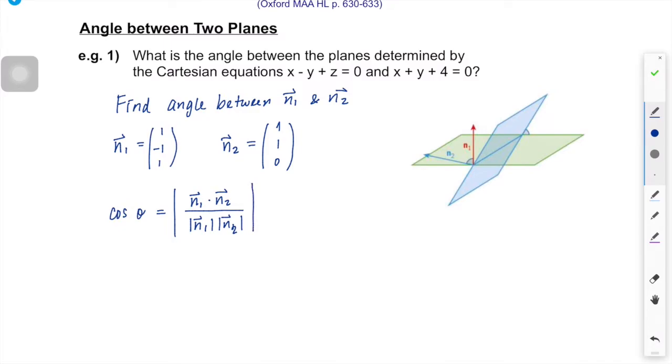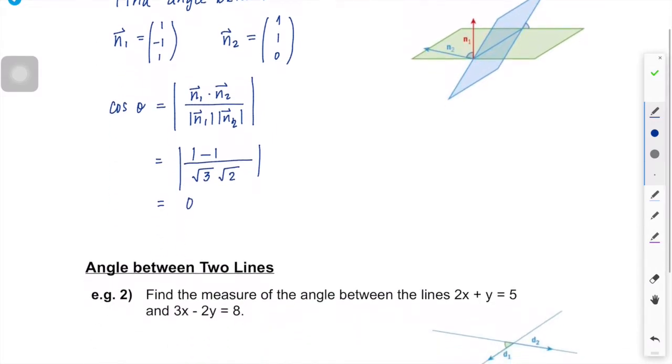You may want to put the absolute sign here just to make sure we're talking about the acute angle between the two vectors. So what does that give us? 1 times 1 minus 1 times 1, plus 1 times 0. So root 3 for the first one, root 2 for the second one. This is 0. This is the easiest thing that we can ask for because cos of 0 is 90 degrees, meaning that the two planes that are given are perpendicular to each other.